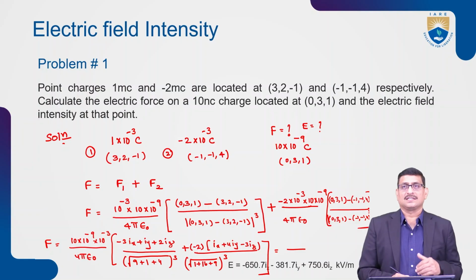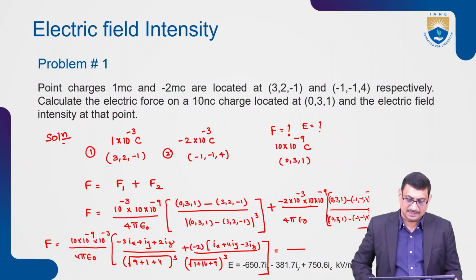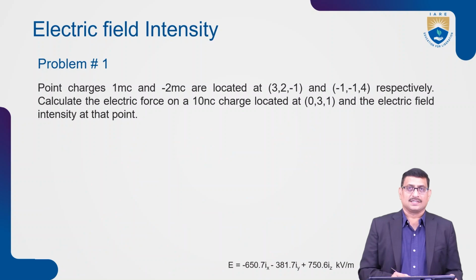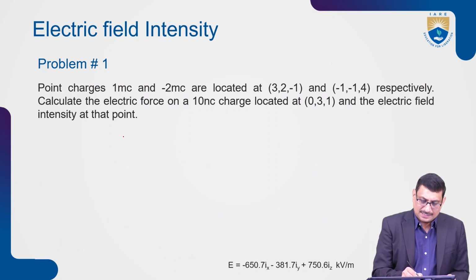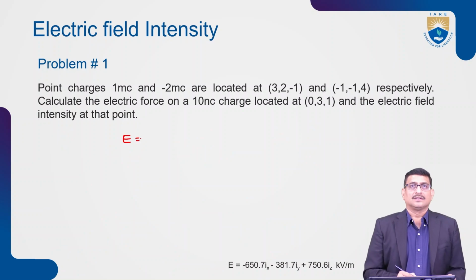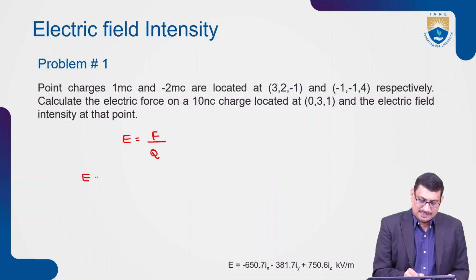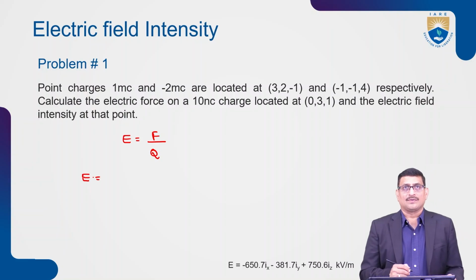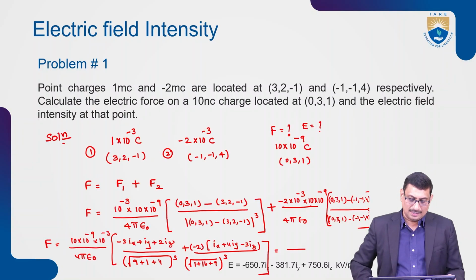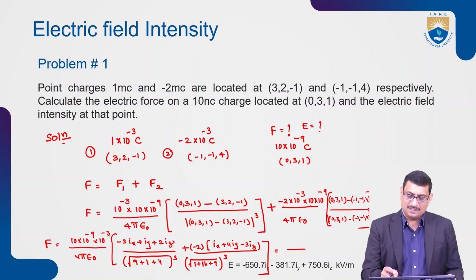Then it is asking that at the same point, calculate the electric field intensity. Electric field intensity E is defined as the force per charge, which is given by E equal to the force, whatever the expression which we got, divided by the charge. Charge is nothing but 10 into 10 power minus 9 coulombs.